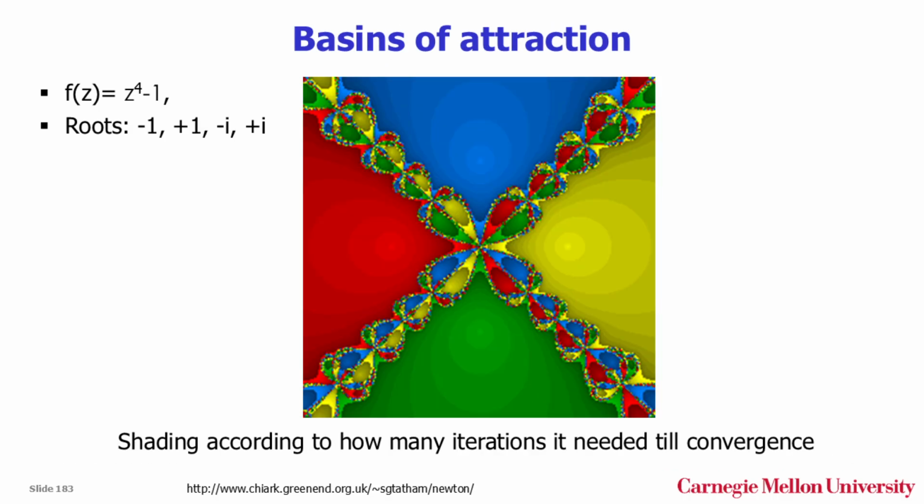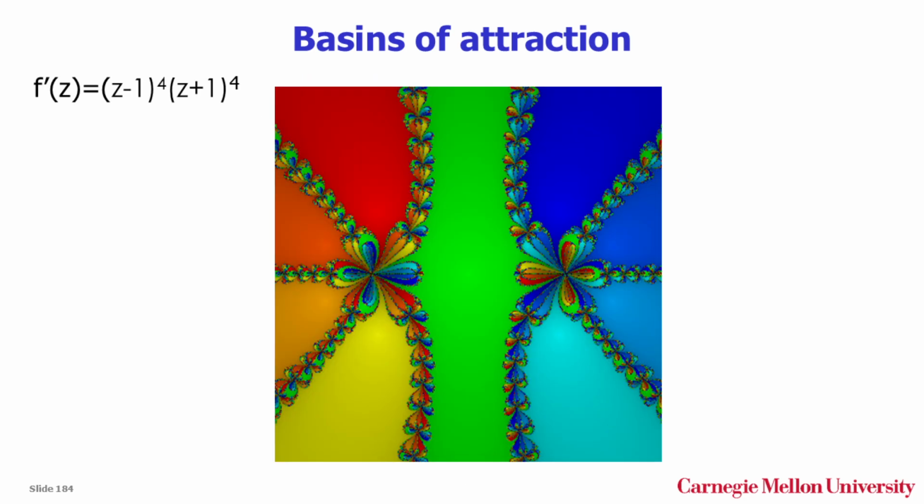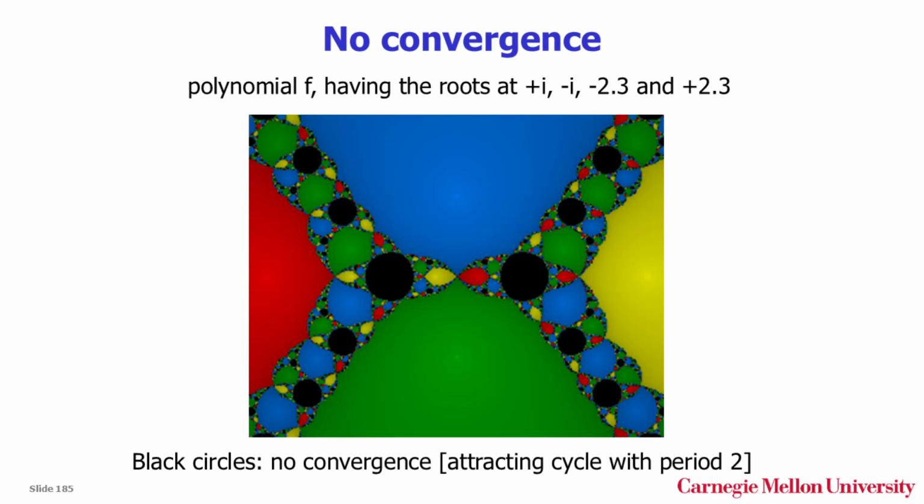Here is another version of the same experiment, but now the colors indicate the number of iterations required for convergence. Let me show you another example. Here the function f is more complicated, but again we observe an interesting fractal structure. In this example, we chose a polynomial with roots at i, -2.3, and 2.3. Now you can even observe regions where Newton's method does not converge, but instead it keeps jumping around and gets stuck in a cycle. These regions are colored black.